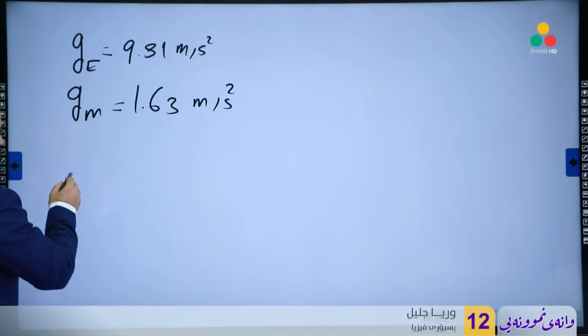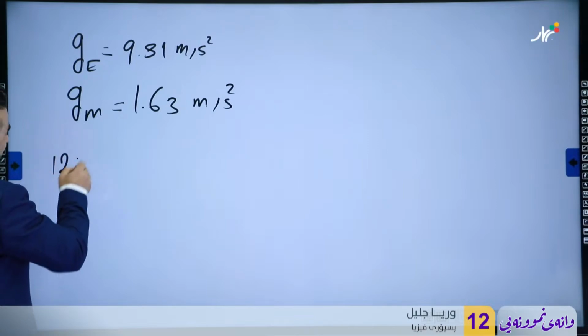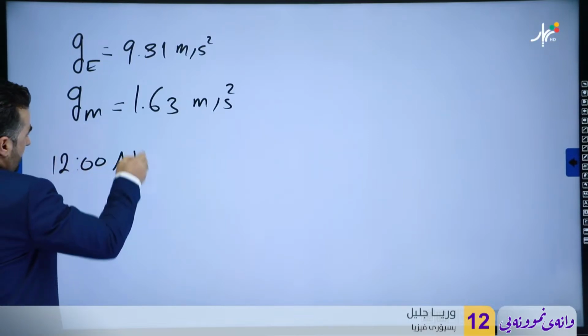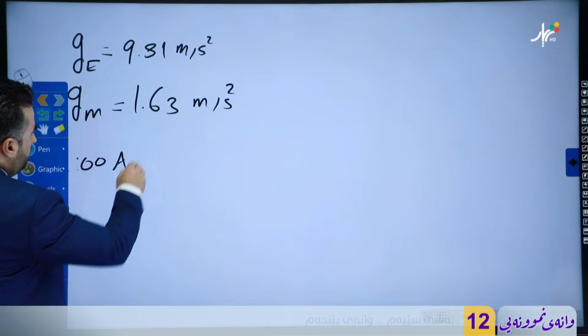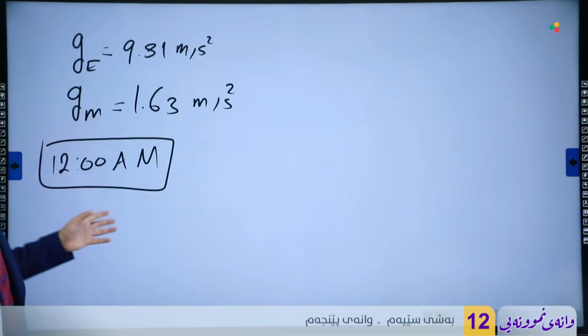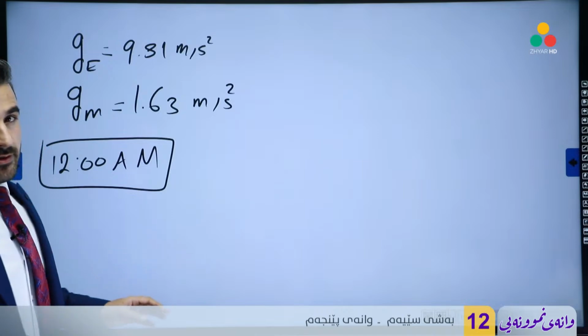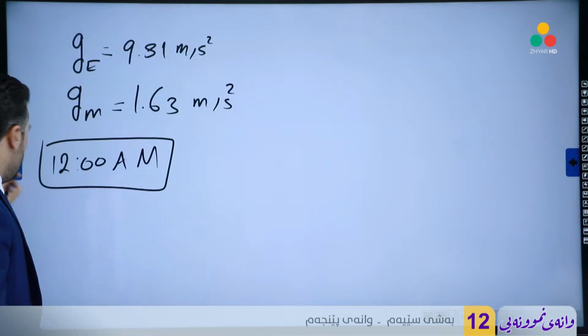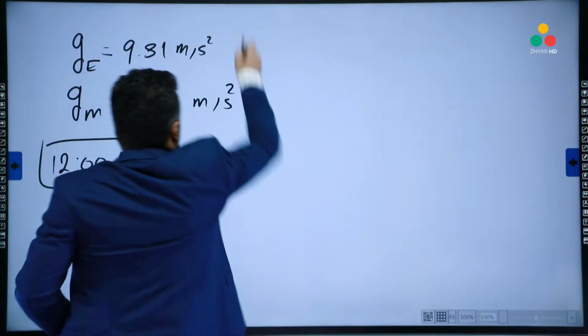Of course, we assume that the time is 12 a.m. on the Earth, you can call it midnight here. What will be the time on the moon? Now, this is very simple, so bear with me, we'll do this hopefully real easy.